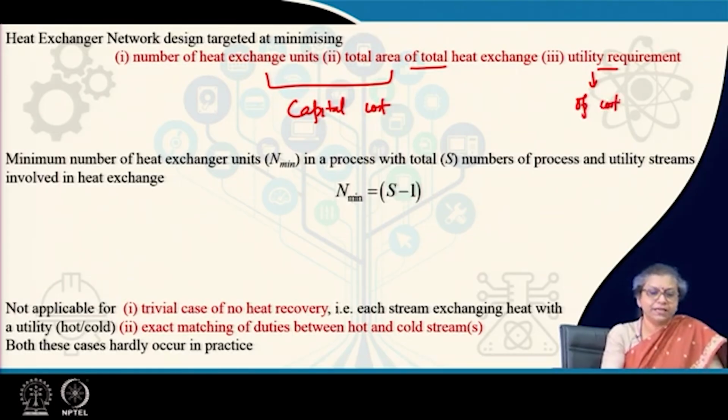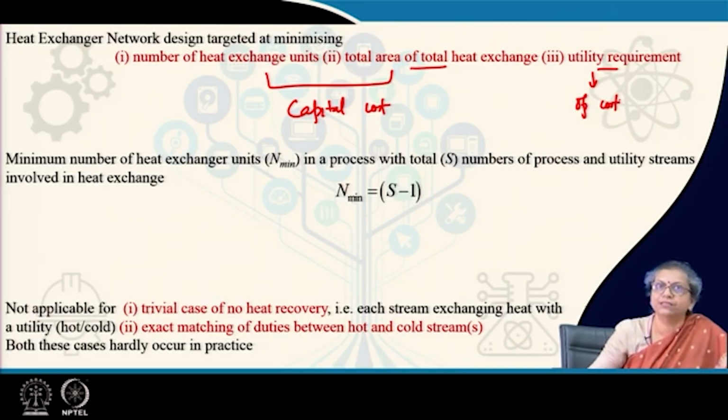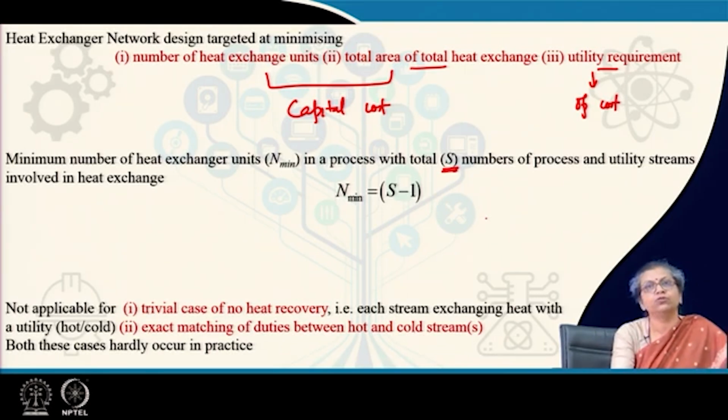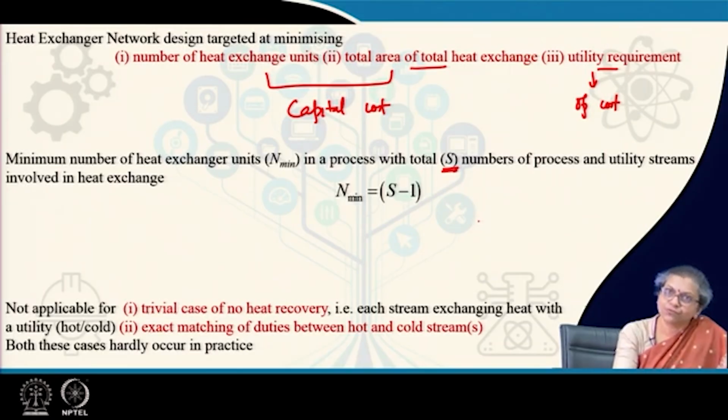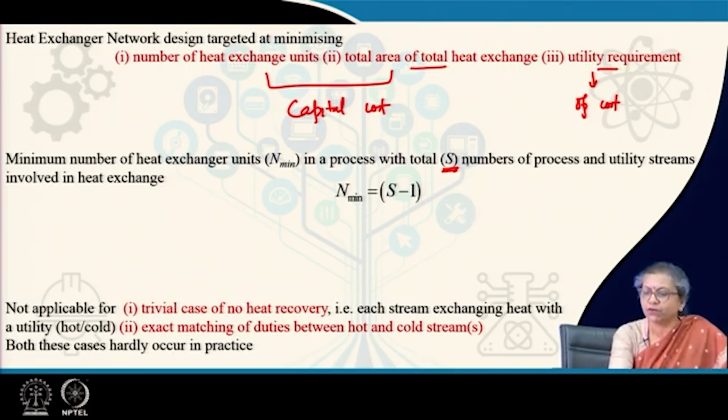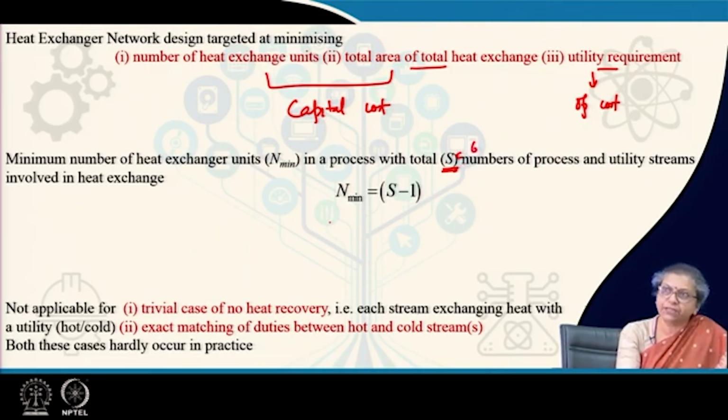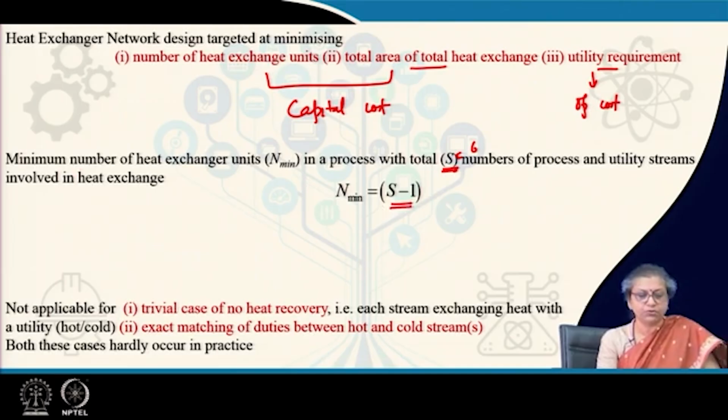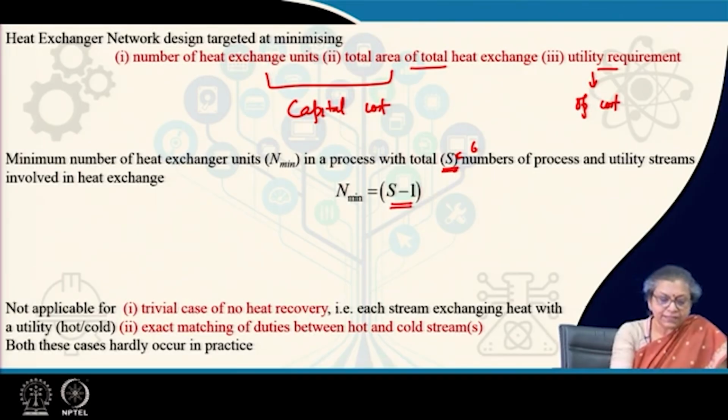Now, a rule of thumb says that the minimum number of heat exchange units in a process which has, say, S number of total process and utility streams. For our case, what is S? We have got 4 process streams, and definitely we will be requiring one hot utility, one cold utility. So, for our case, the total number of process and utility streams is 6. Therefore, for any particular network, the minimum number of heat exchange units is generally equal to S minus 1, provided there are certain cases under which this is applicable.